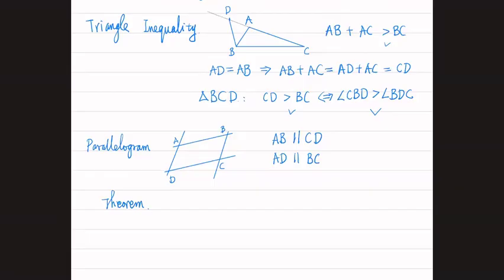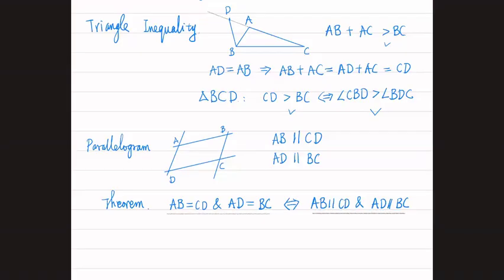Equal length, AB. If they have the same length, then the two must be parallel. This is the equivalence. So a pair of conditions, second pair of conditions, they are equivalent.